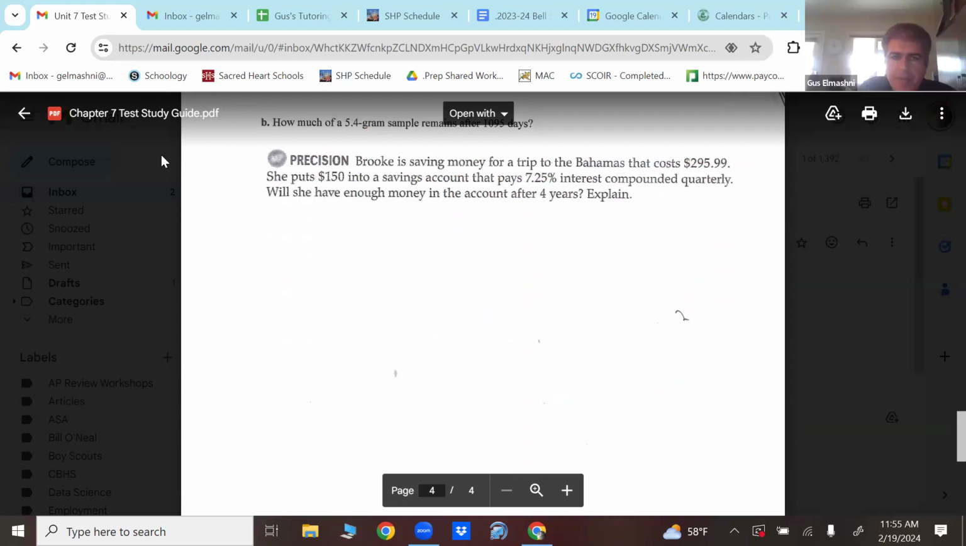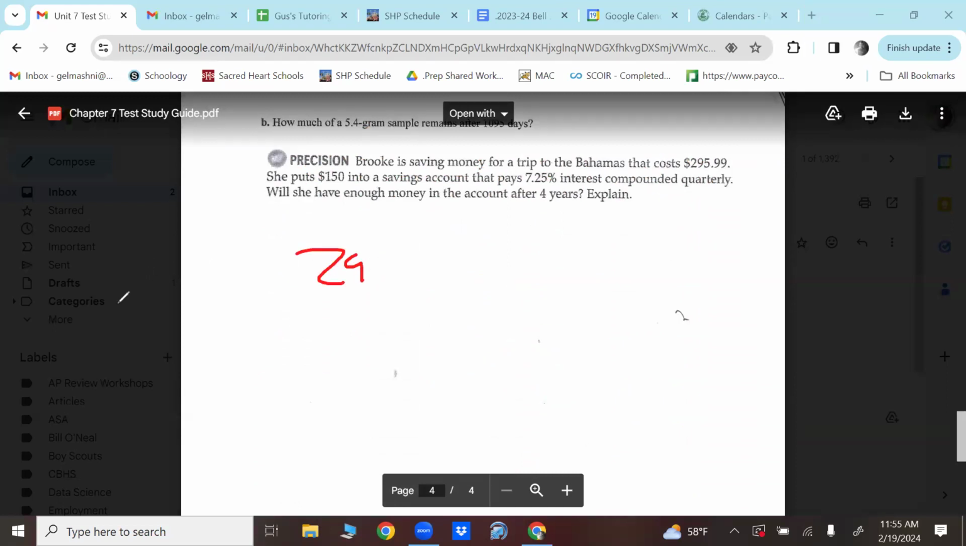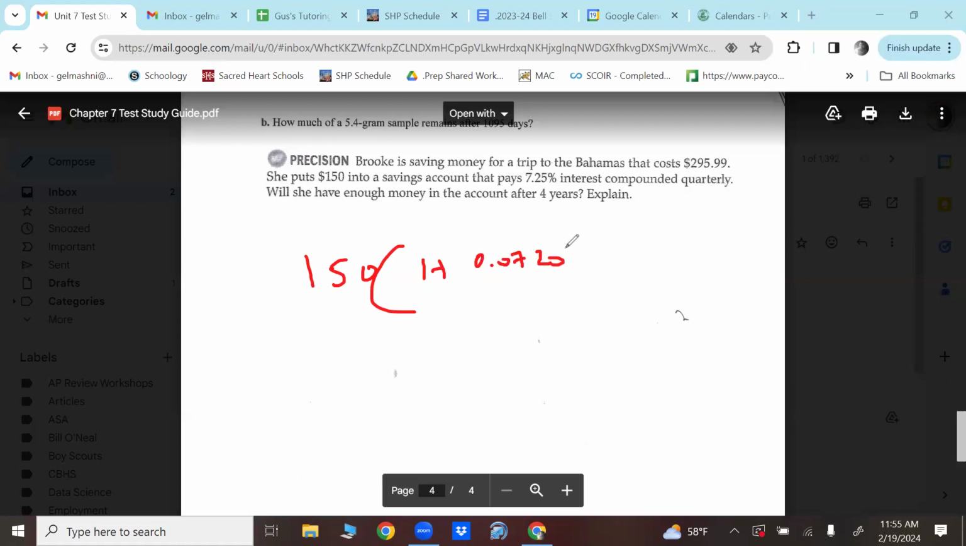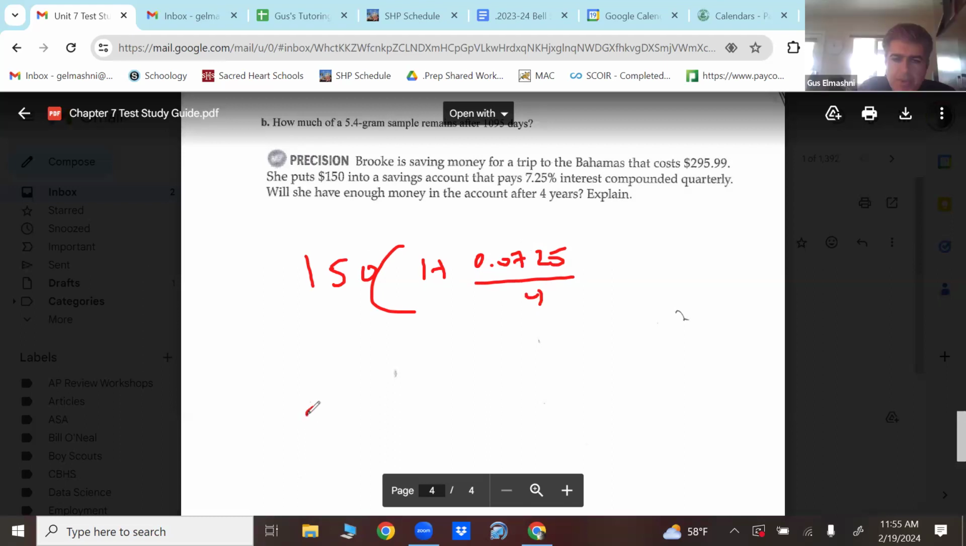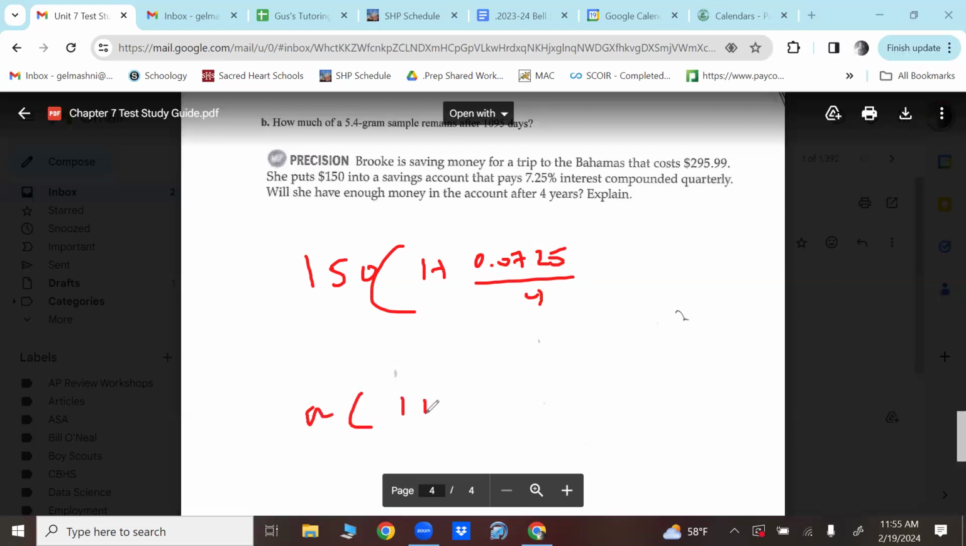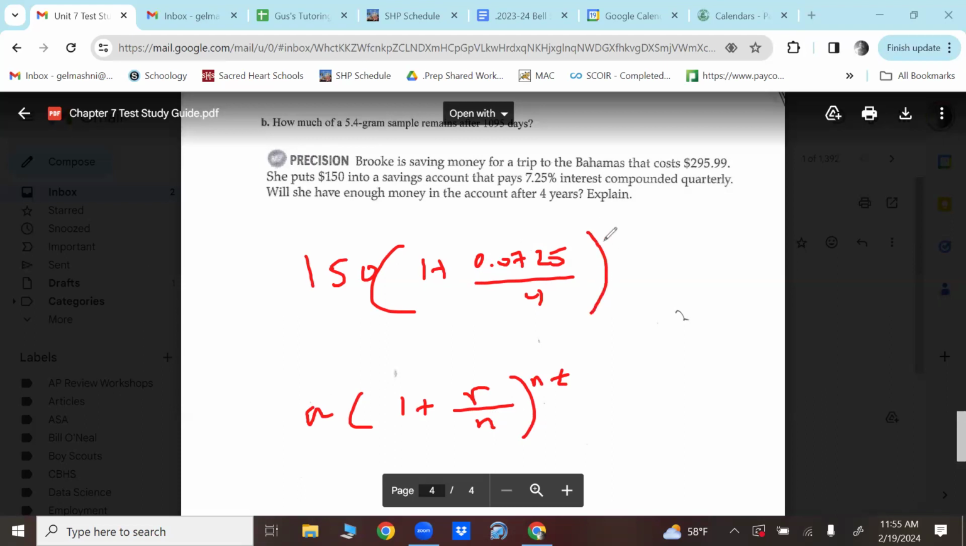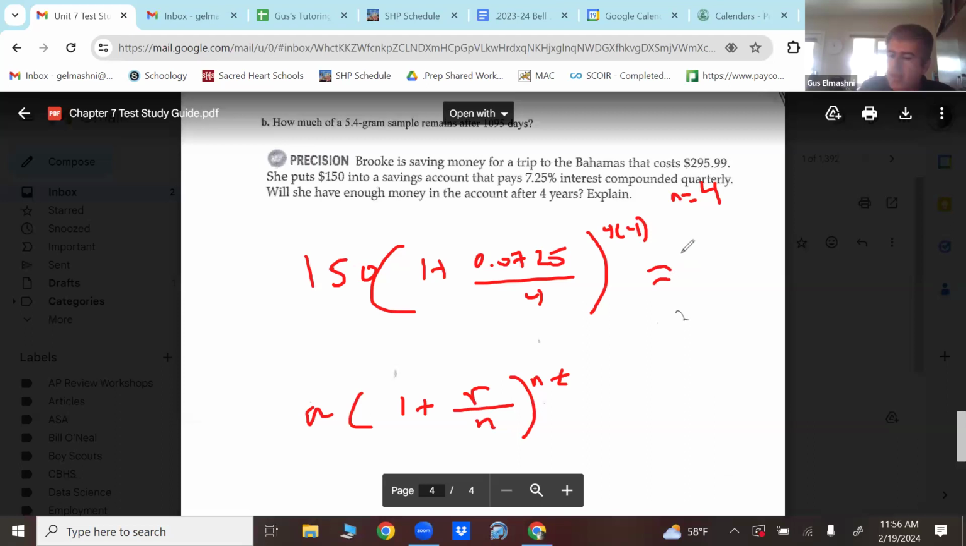And then here is the last one we'll do. Let's see if she has enough money. So 151 plus 0.0725. The formula is this: your initial amount times 1 plus your rate divided by the number of times you're compounding, raised to the nt power. You're doing it quarterly, so that's 4 times a year. You do it 4 years, so 4 times 4. And we just work that out.